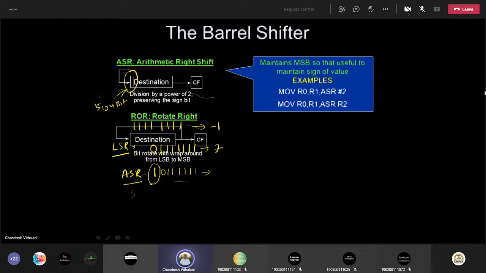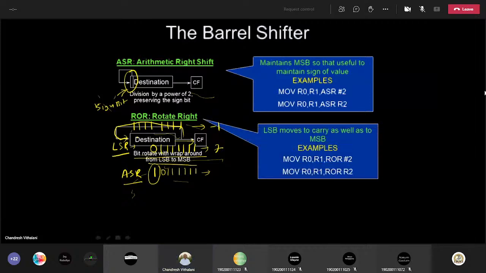Then another one is ROR, rotate right. In a rotate right, the LSB will transfer to the MSB, as well as to the carry flag. So the bits rotate with a wrap around from LSB to MSB. In this case, if this is a 0, then 0 will transfer to the MSB, so maybe your sign flag will not be preserved. The LSB, the least significant bit, will move to the carry as well as to the most significant bit position.